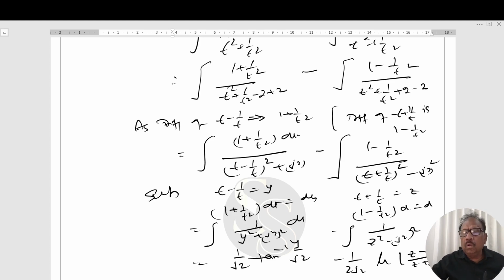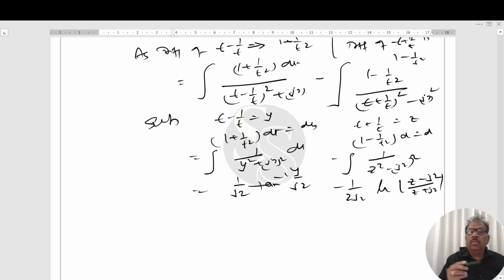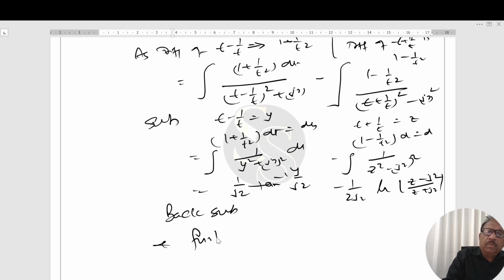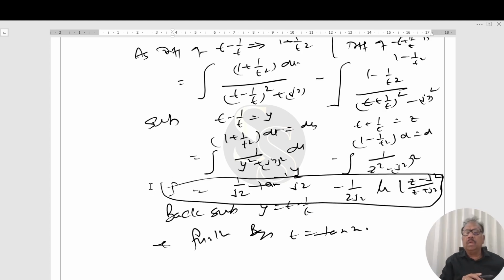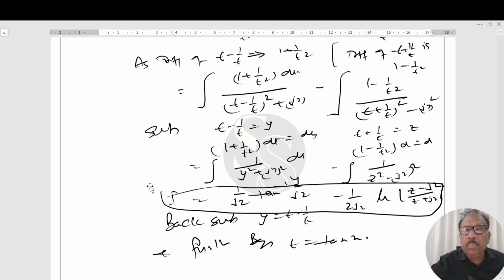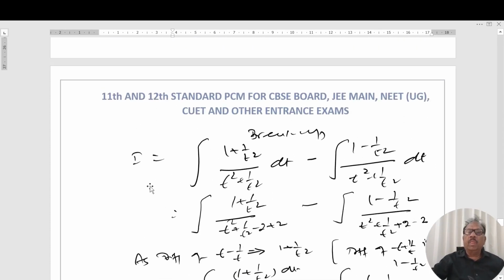Now, on further simplification, back substitution: y equal to t minus 1 by t, then t equal to root tan x. You can get it. Finally, this is the answer. I will again repeat the complete procedure.